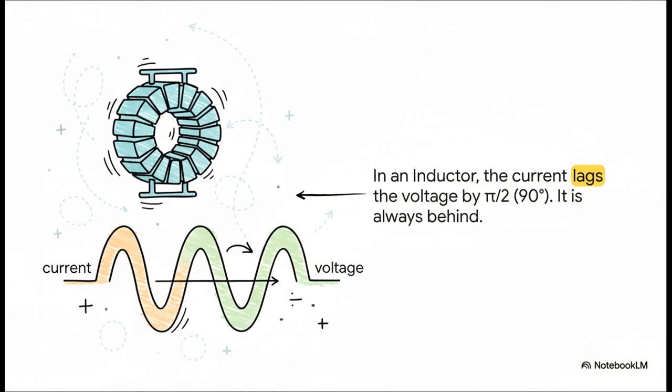Next up, meet the inductor. Now, this friend is a little lazy. He really dislikes change. So when the voltage comes along and says, hey, let's get this current moving, the inductor says, do we have to? It resists that change. And because of this laziness, the current always ends up falling behind the voltage. It lags behind by exactly 90 degrees, or pi by 2 radians.